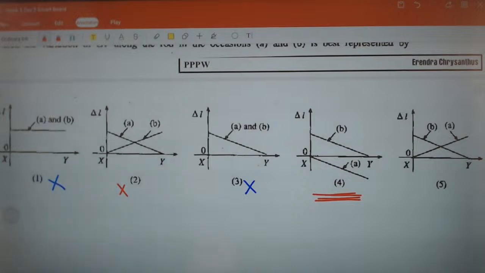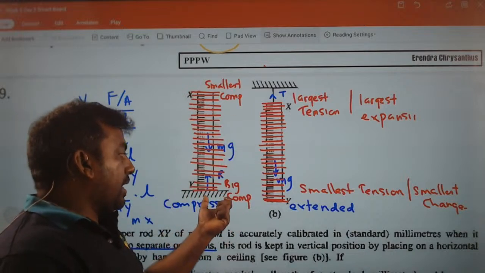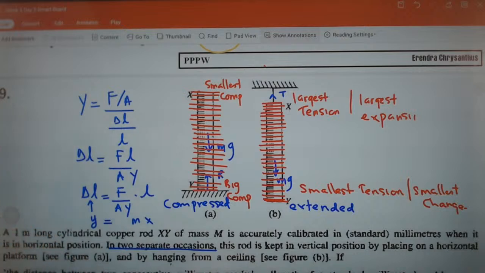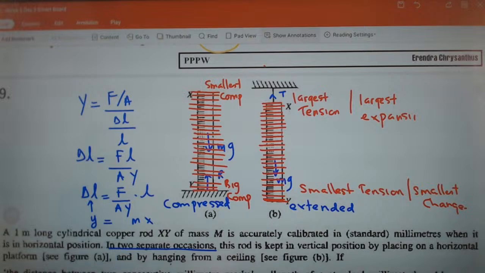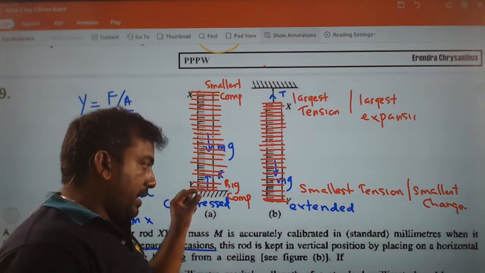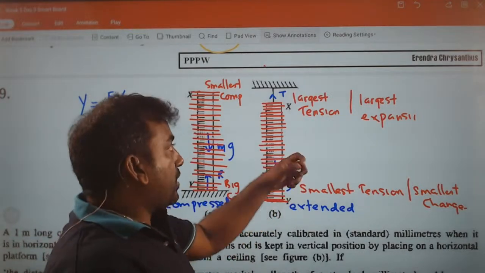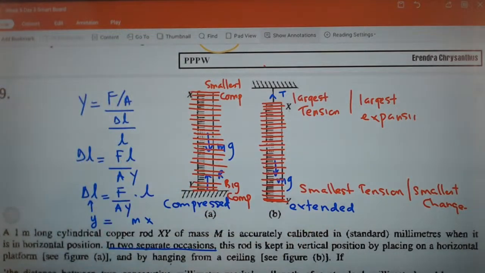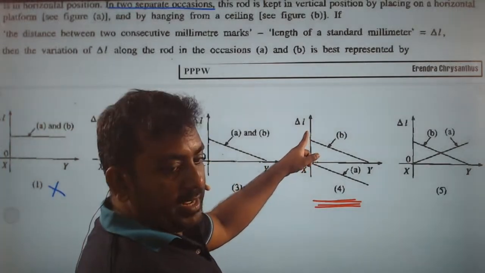As shown in the figure. The greatest compression occurs at the point Y in figure A. And the greatest tension occurs at point X in figure B. So the biggest compression occurs at Y in A, and biggest extension occurs at X in B.